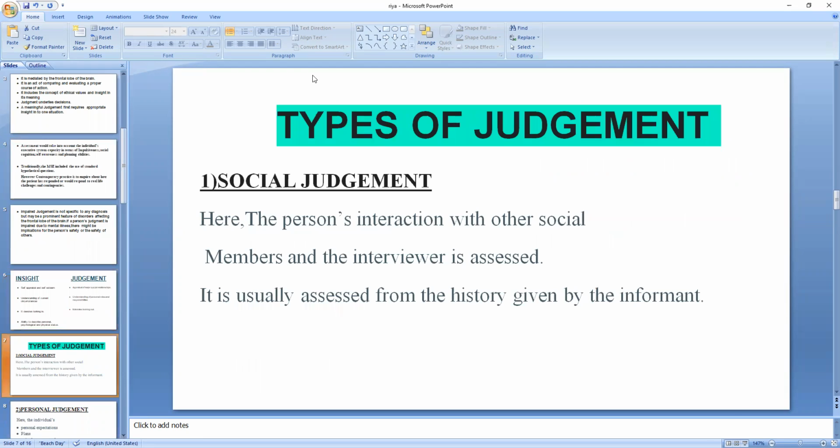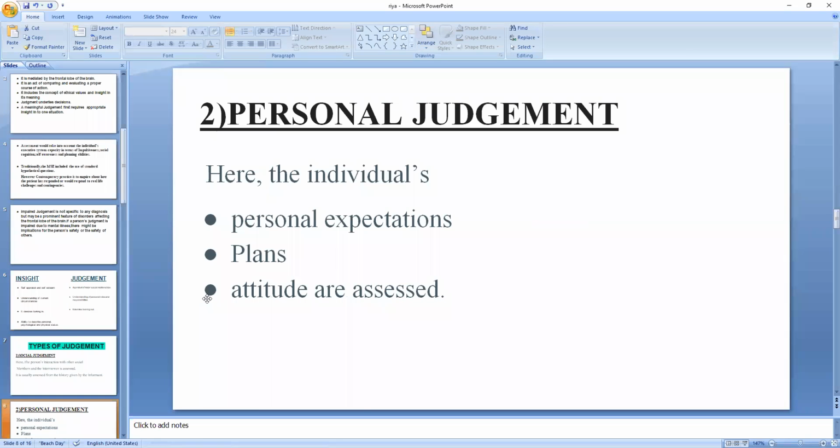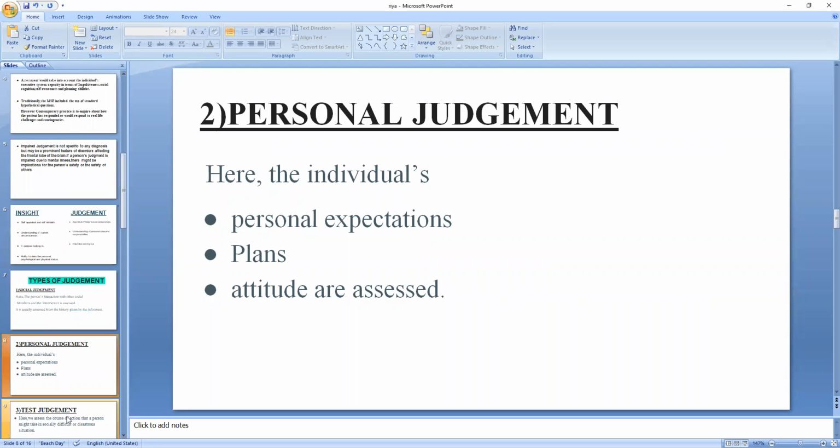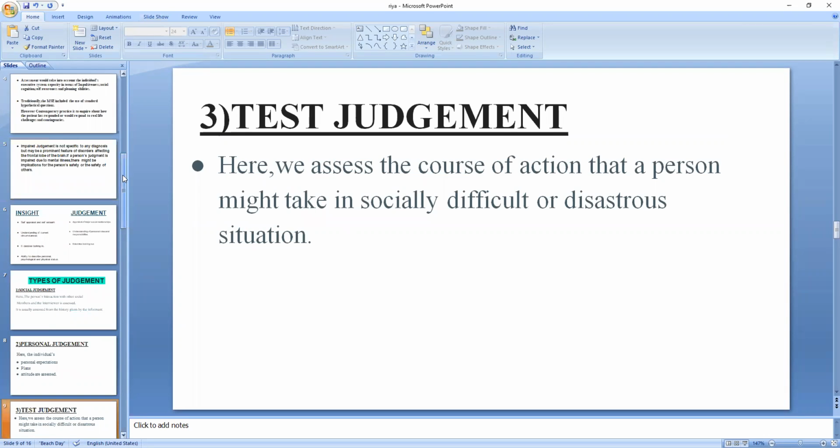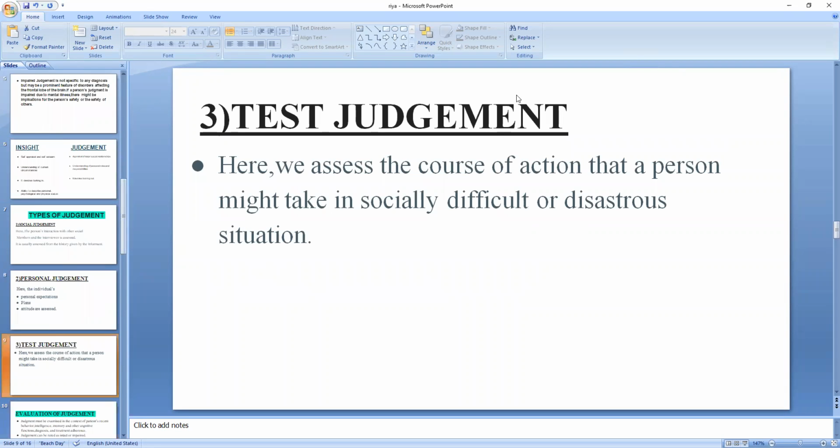Now, the types of judgment. There are three types of judgment. First is the social judgment. Here, the person's interaction with the social members and the interviewer is assessed. It is usually assessed from the history given by the informant. Second is the personal judgment. Here, the individual's personal expectations, plans, and attitudes are assessed. The next is the test judgment. Here, we assess the course of action that a person might take in a socially difficult or disastrous situation.